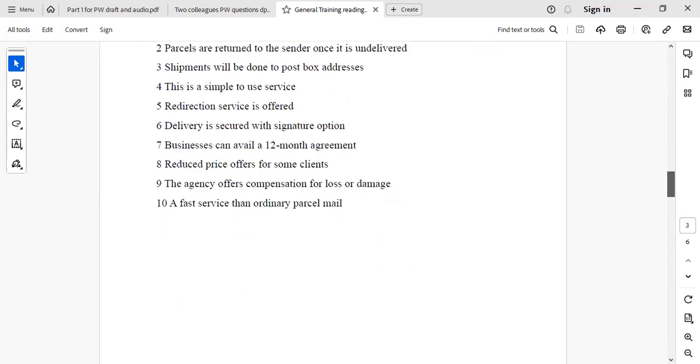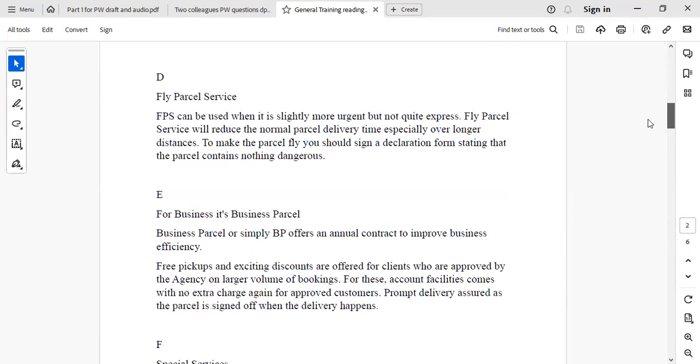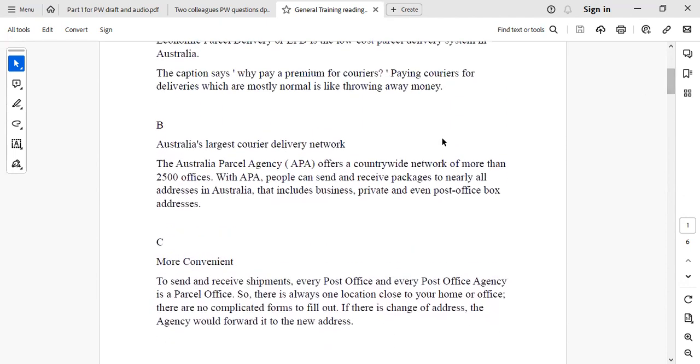Clearly to the point. Let's read it and understand it. APA has nearly 2,500 offices across Australia. What do you mean by nearly 2,500 offices? The passage clearly says, let's go to passage B. It offers a countrywide network of more than 2,500 offices. It clearly says more than 2,500 offices. Nearly means not completely. From that word, I take it as false. The statement contradicts. It's a false. So how will you write? You will write 11 FALSE, all in caps.